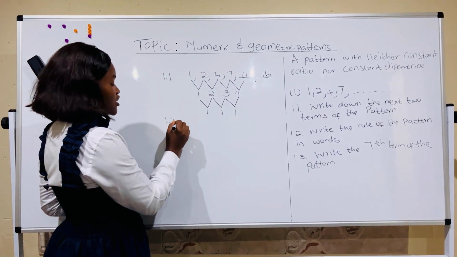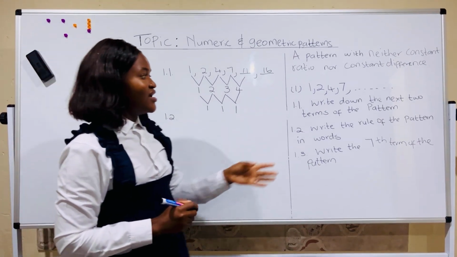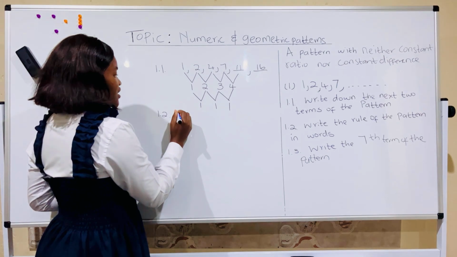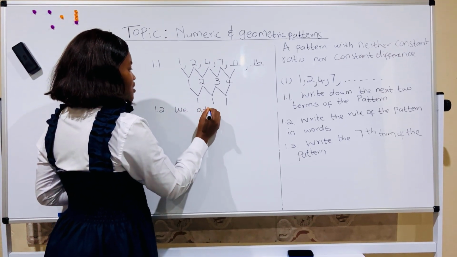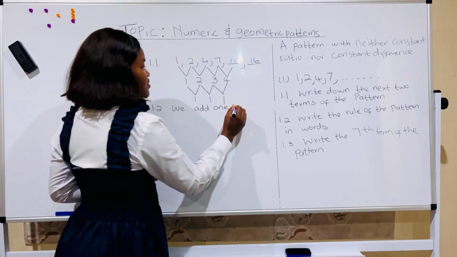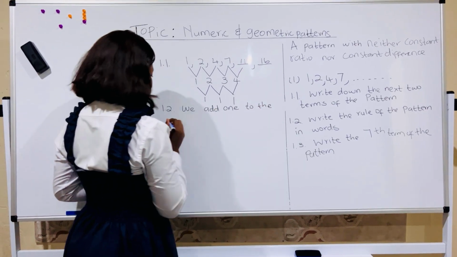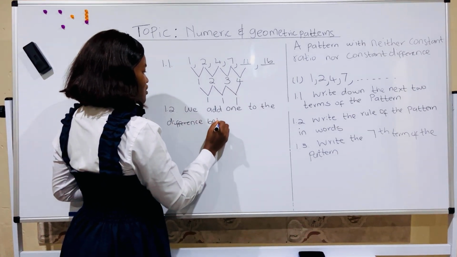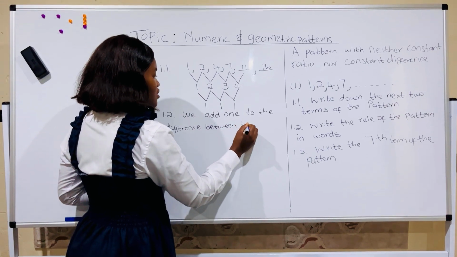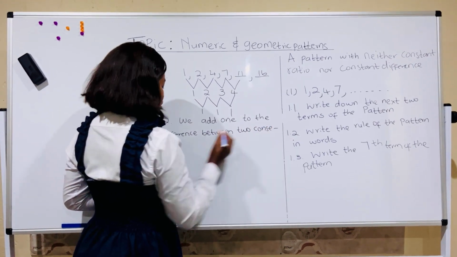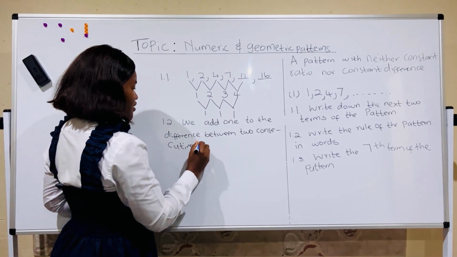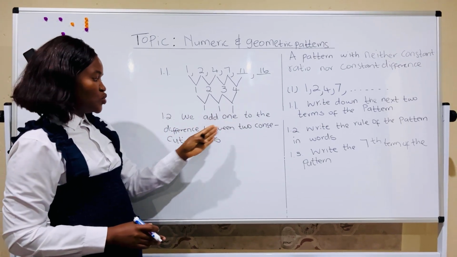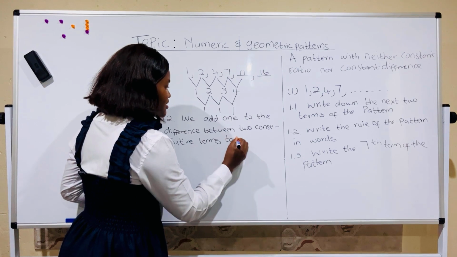So to 1.2. Again, write the rule of the pattern in words. So again, we add 1 to the difference between two consecutive terms to get the next term.